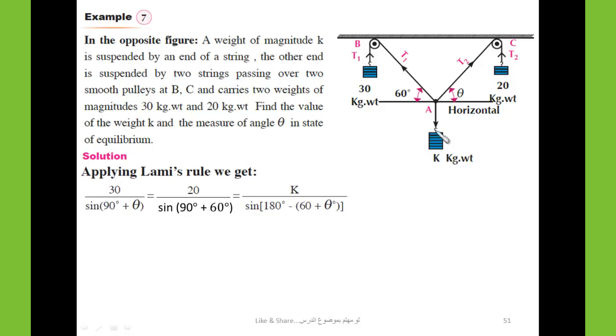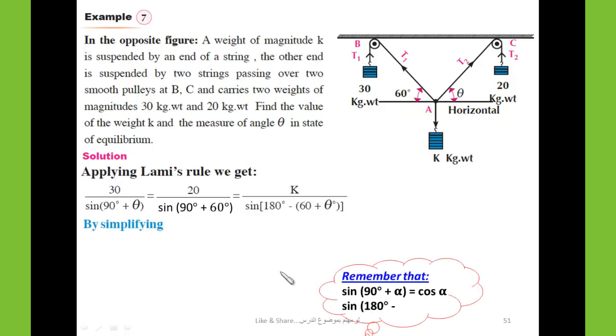Equals K over sine 180 minus theta plus 60. In the third ratio, we write K over sine of 180 minus 60 plus theta, as the sum of these three angles is 180. So the unknown angle will be of measure 180 minus the sum of 60 plus theta. And we complete. Remember that sine 90 plus any angle of measure alpha equals cosine alpha, and sine 180 minus alpha equals sine alpha.